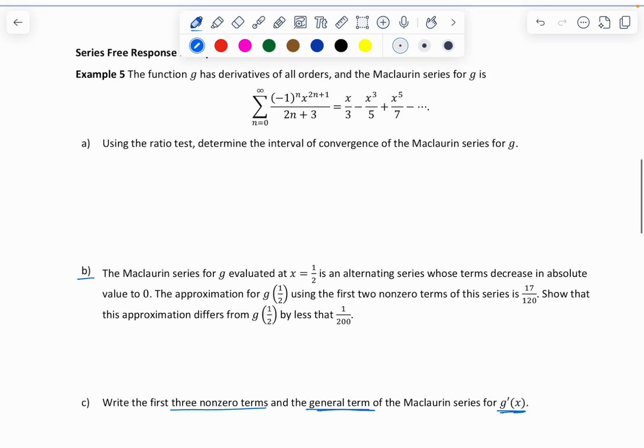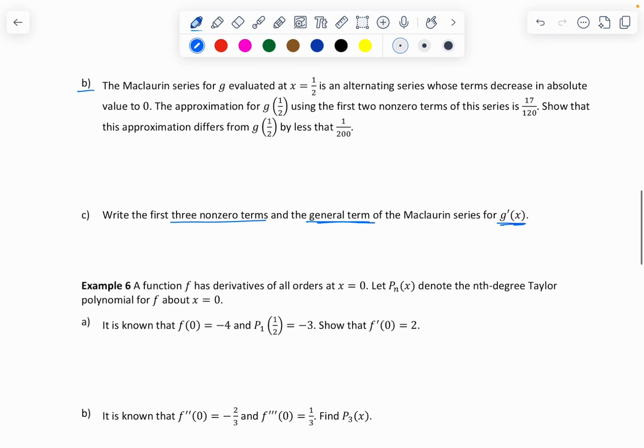So this is g of x, right? So g of x is this. So all we have to do really is derive the series that is given to us. So the derivative of x over 3 is going to be 1/3, right? Derivative of x cubed over 5, remember, bring down the 3. So that's going to be 3/5 x squared, right? Derivative of this is going to be 5/7 x to the 4th.